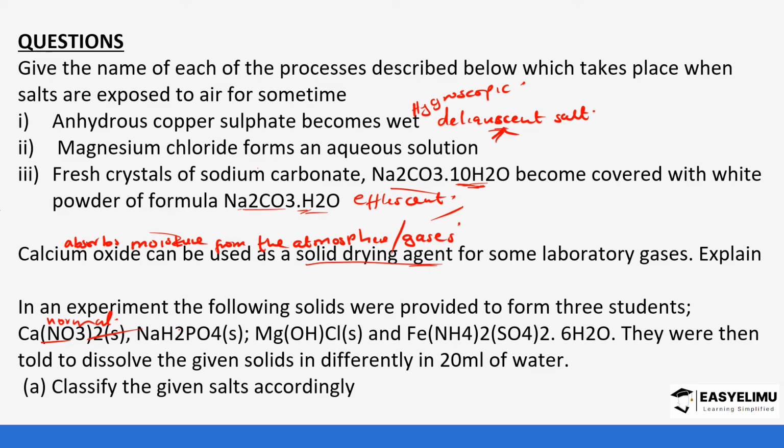Then sodium hydrogen phosphate is going to be an acidic salt. You can see there is a replaceable hydrogen that is not fully replaced, only partially. And then basic magnesium chloride is going to be basic because you can see the OH. And then ammonium iron(II) sulfate is going to be a double salt because you can see it has 2 cations.